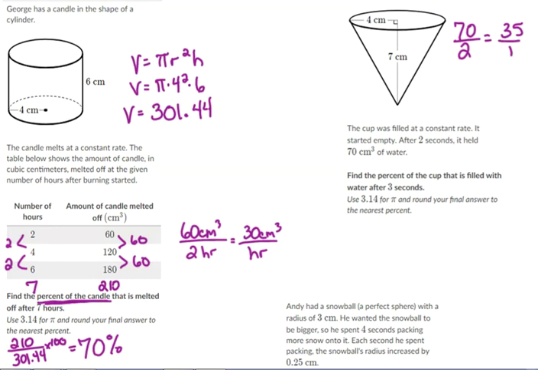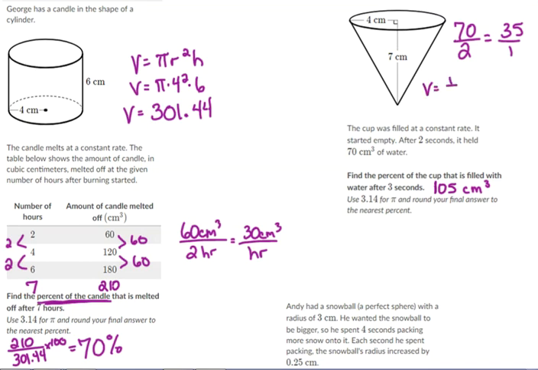So after 2 seconds, it had 70 cubic centimeters. It's asking us about 3 seconds, so how much do we have after 3 seconds? 105, right? We had 70. We're doing 35 per second, so 70 plus 35 is 105. Find the percent of the cup that is filled. So we've got that much volume. We've got to figure out how much volume is in the whole cup, right?